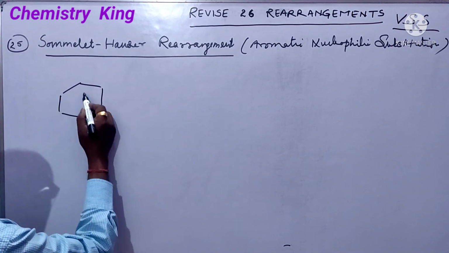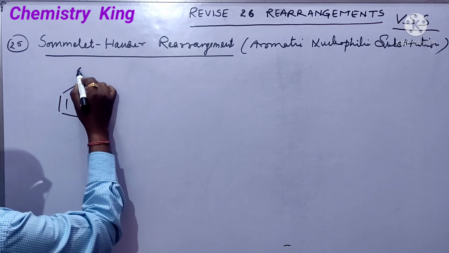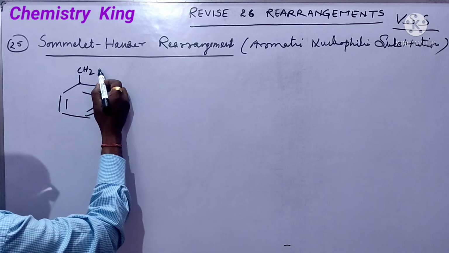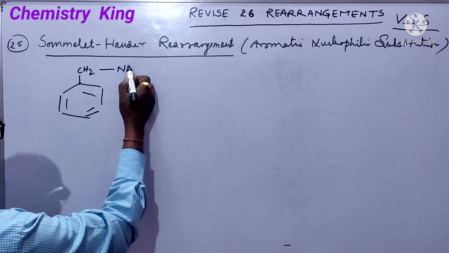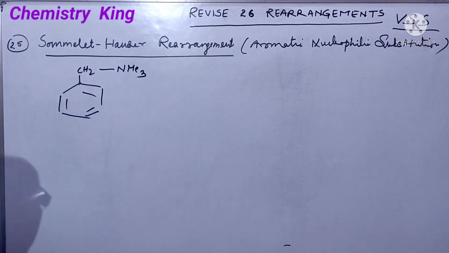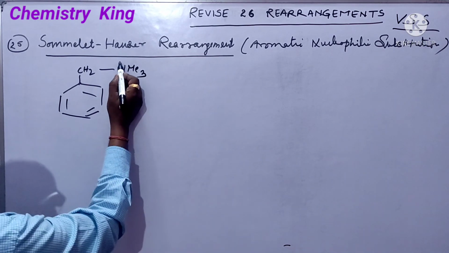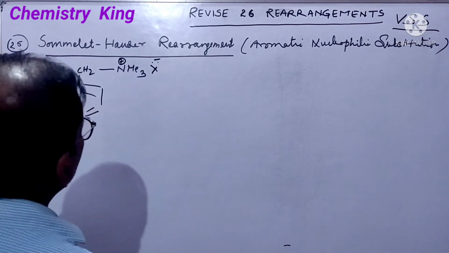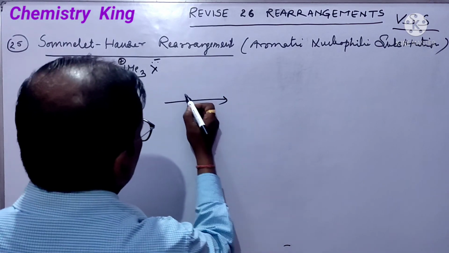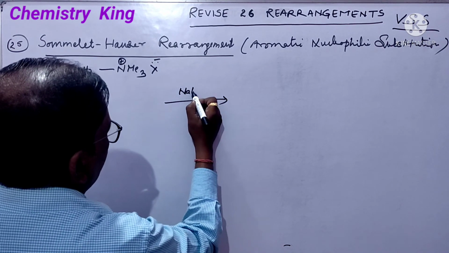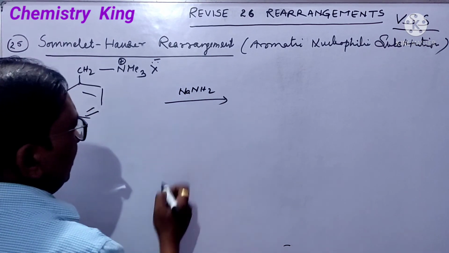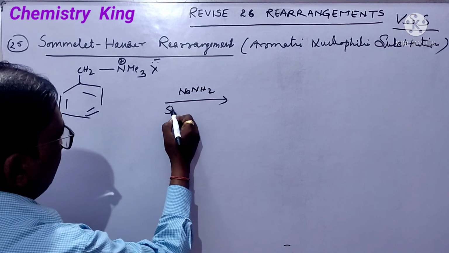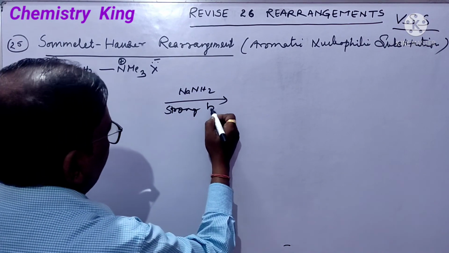When benzyl trimethyl ammonium halide is heated with sodamide, NaNH2, a strong base. NH2 minus is a strong base, right here.